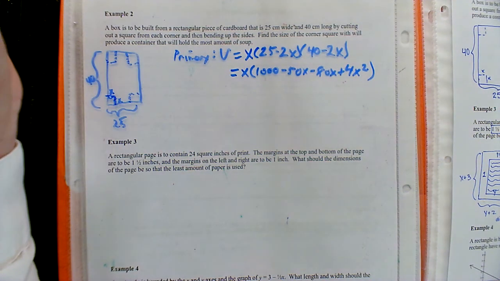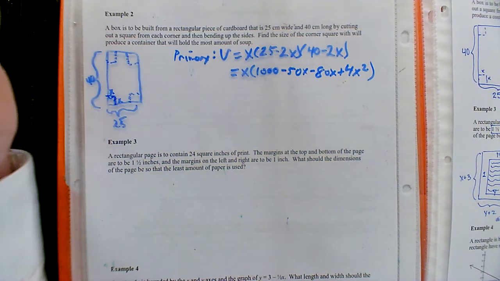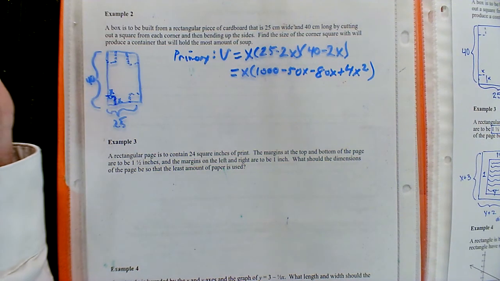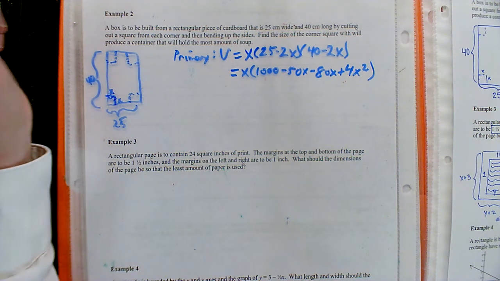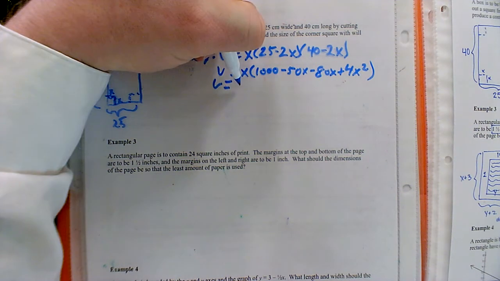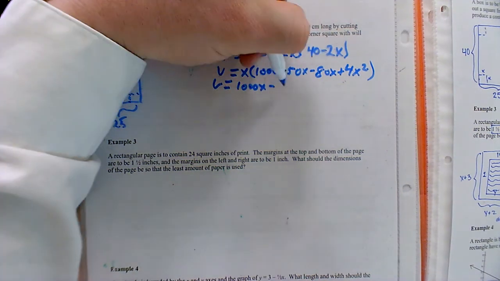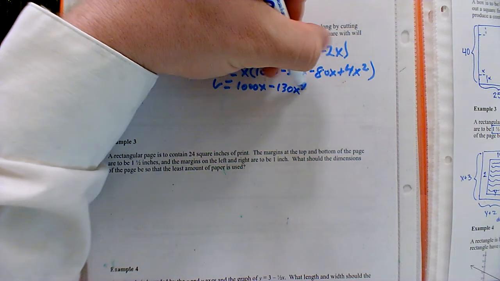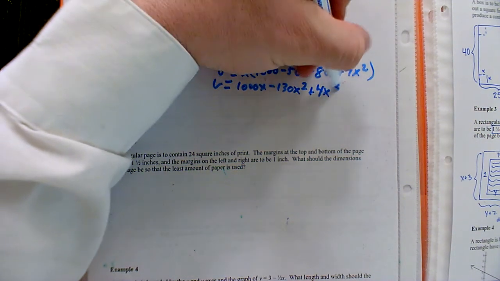I got 1,000 minus 50x minus 80x plus 4x squared so far. And then if I subtract my x's there and multiply that x in, I'm going to do two steps at once. I would get 1,000x minus 130x squared plus 4x cubed.